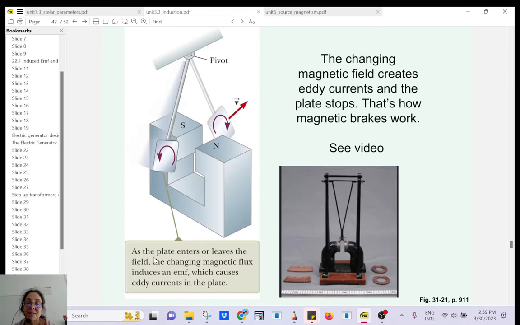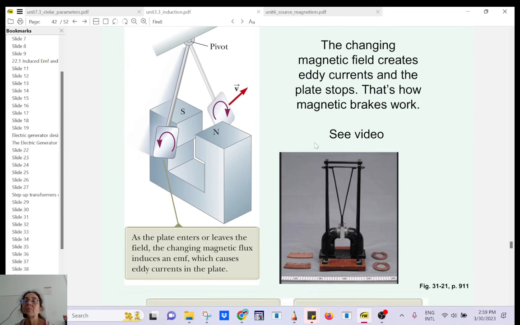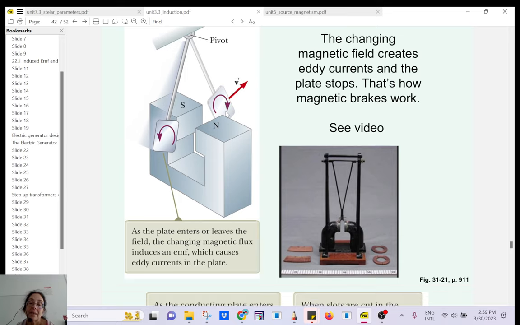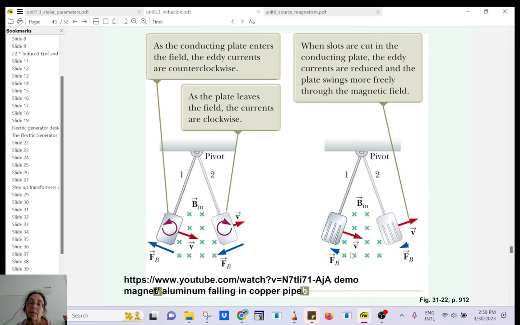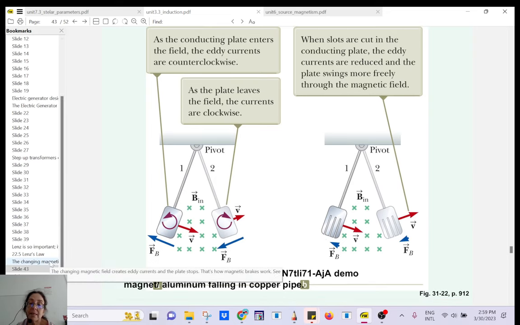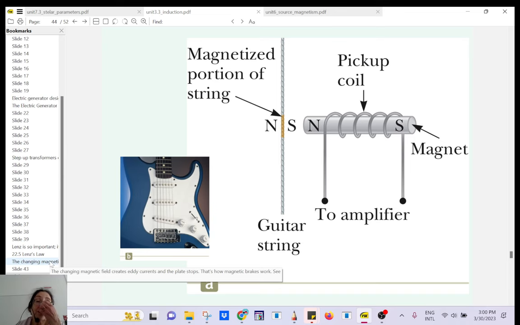So always the opposite. So here it's the idea behind a magnetic brake. A big truck or a train will work with a magnetic brake. As it's swinging, you're going to induce eddy currents, they're going to flow in one direction and then the other direction, and it will stop it. If you have holes here, it's not going to work because eddy current cannot flow. Lot of applications.